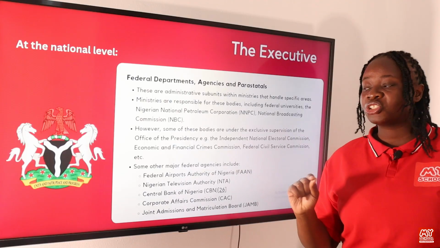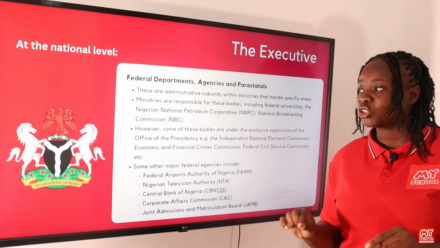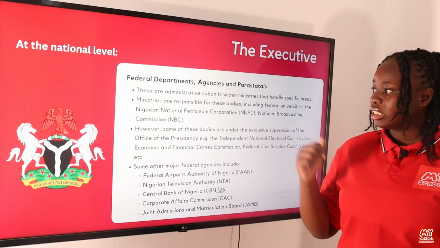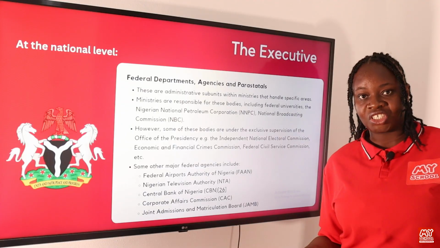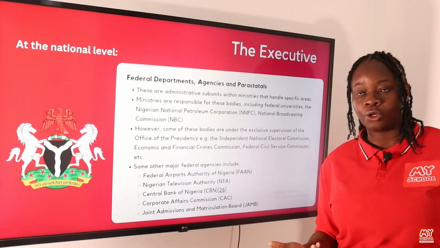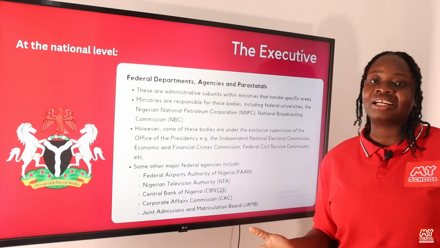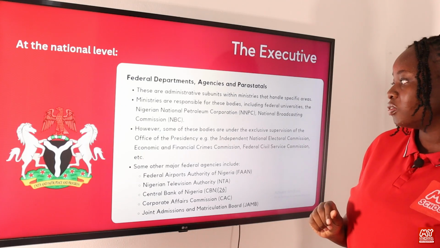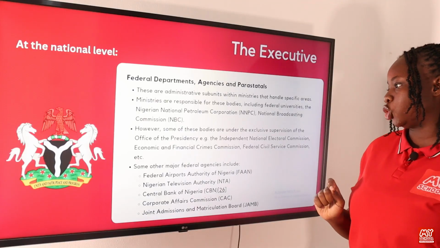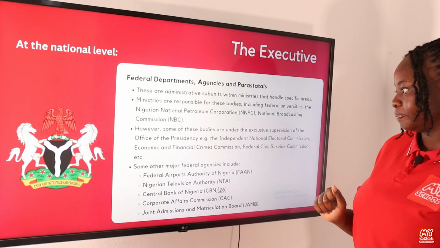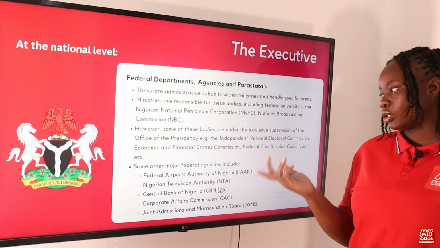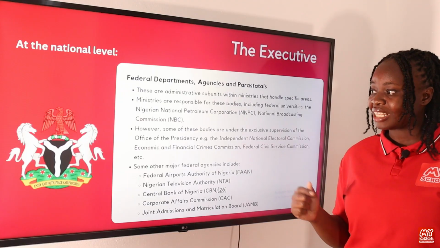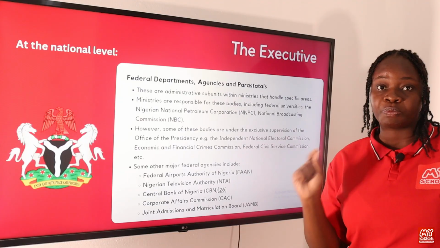And so it is the ministries that are responsible for overseeing the affairs of these various departments, agencies and parastatals. The Nigerian National Petroleum Corporation, for example, is under the Ministry of Petroleum, so they usually answer to the Minister of Petroleum Resources. However, some of these bodies are under the exclusive supervision of the Office of the Presidency. Examples of these bodies include the Independent National Electoral Commission, which is a commission within the country that is under the purview of the Office of the Presidency.